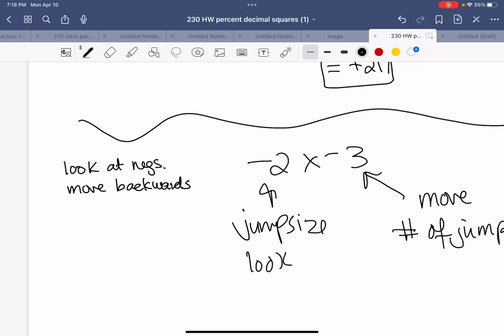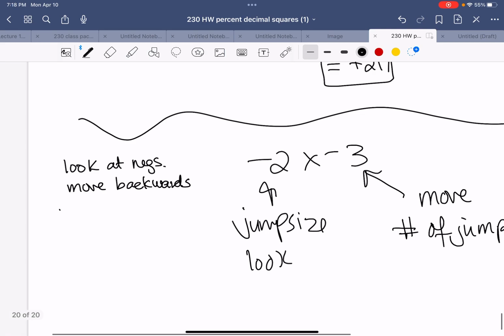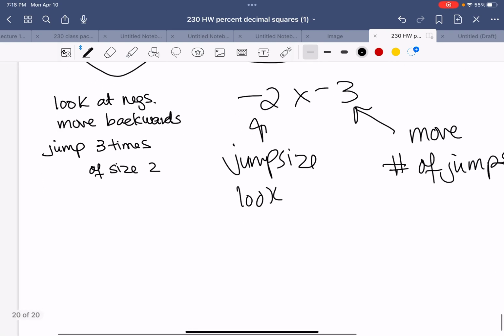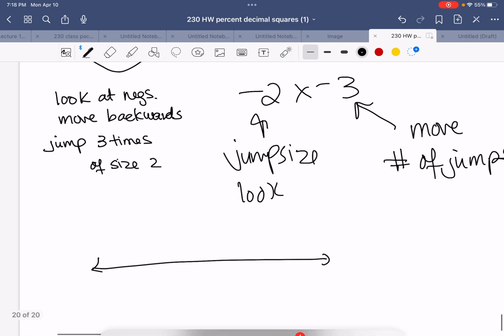And then we are going to jump 3 times of size 2. Okay, so here's what that would look like. By the way, we always start at 0. So at 0 is where I'm going to start.